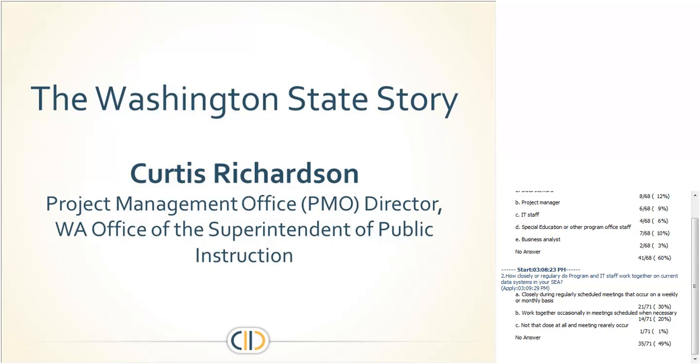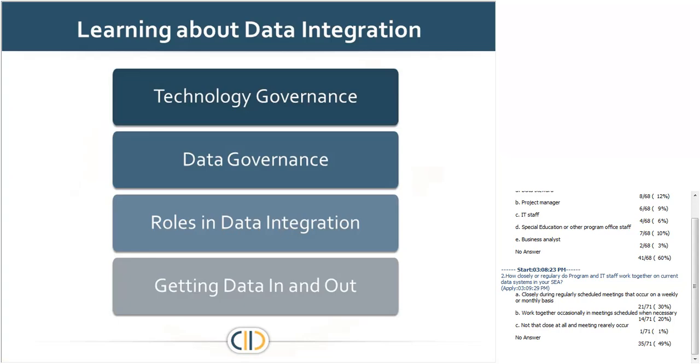I think that today I'm going to have a conversation about 4 areas. One is technology governance, basically how information technology is governed, because I think that helps understand how things are put together. And then data governance and how that works, and some ideas of how we do it here at Washington State. The roles that I see are important as part of the data integration, and then getting data in and out, because that's really what it's all about. If you aren't moving data, it's not flowing, it's like water. No one survives.